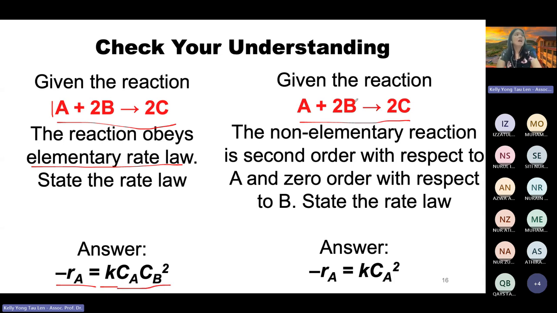If it is a non-elementary rate law and it is stated as second order with respect to A, zero order with respect to B. So it says non-elementary and gives you the rate law: second order with respect to A, zero order with respect to B. It means the rate of the reaction is minus RA equals k CA power of 2. So what does this sentence mean?